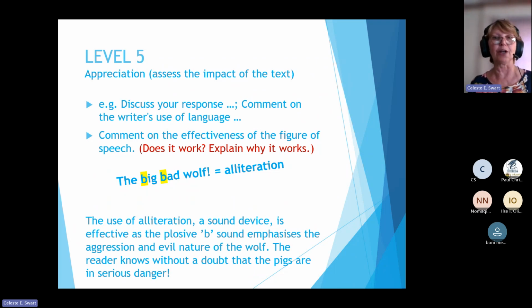And I've used the big bad wolf. It's alliteration. If you have to comment on the effectiveness of it, what you're asking, does it work? Why does it work? Yeah, I've said the alliteration, the big bad wolf. It's a sound device. It works because it's got an explosive bass sound. And what does that do? It's emphasizing the aggression and the evil nature of the wolf. The reader now knows and doesn't doubt that the pigs are in serious danger because the text has told us he's a big, bad wolf. And you hear the bah, bah, big, bad wolf.